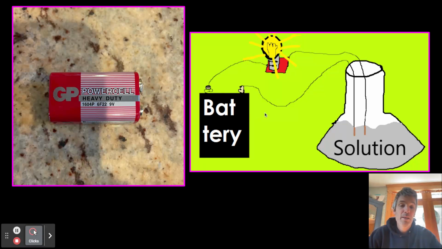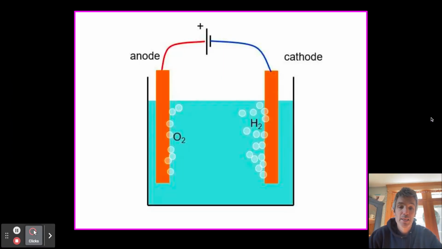Now, here I've got a battery going through a solution. Chances are this solution is ionic. Therefore, within this, I'm going to have a galvanic cell because I've got a battery, and I'll have an electrolytic cell here in the solution because I'm going to be making the bubbles like that.